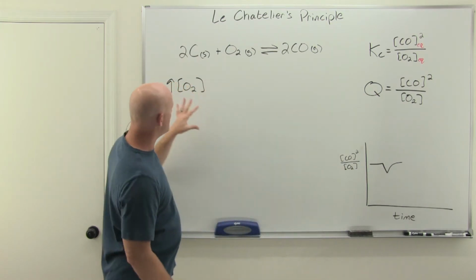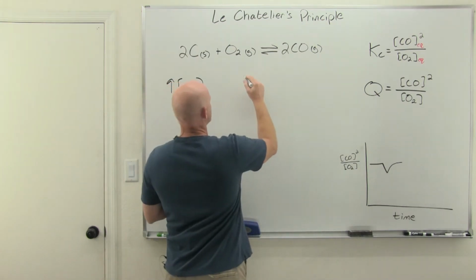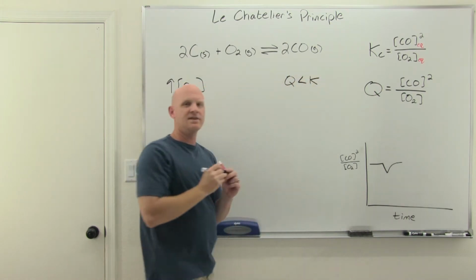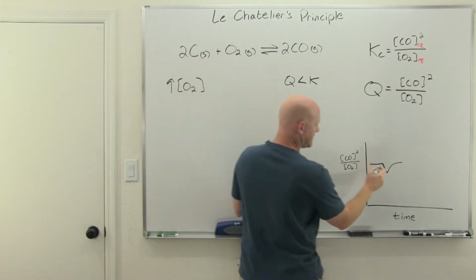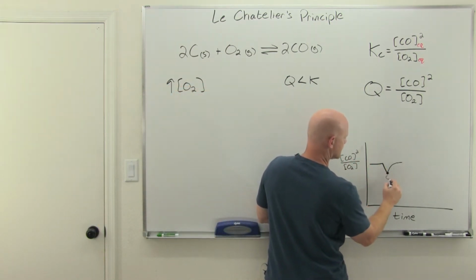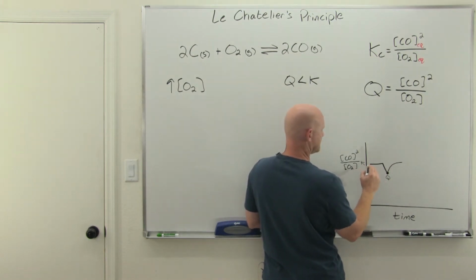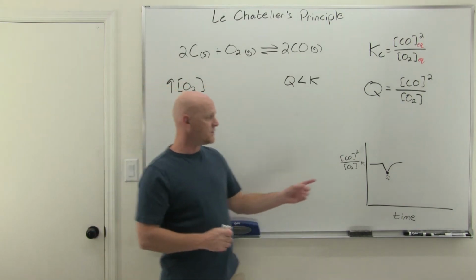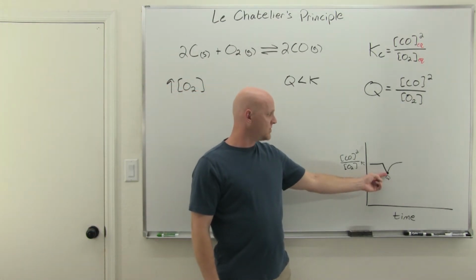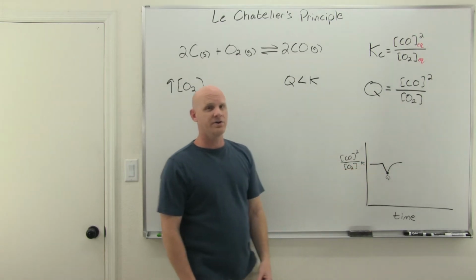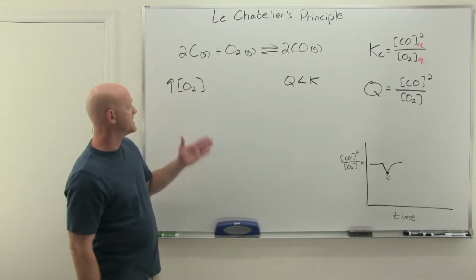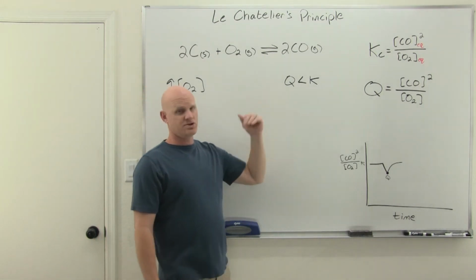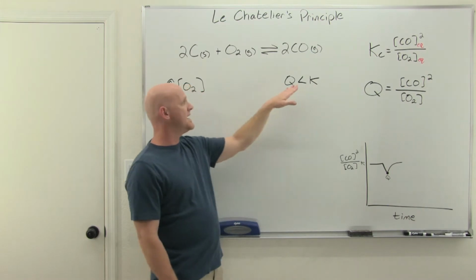So the moment we added the O2, we could say that Q was less than K. Our ratio right here, at the moment we added the O2, we could talk about Q there, whereas obviously if you've reached equilibrium, that's your value of K right along the horizontal line there. And so the instant we added the O2, we can see, yeah, it went down. And so Q was less than the K value that we have for this reaction. So by adding O2, Q is less than K. Oftentimes we define things in terms of, is Q bigger than K? Is Q smaller than K? And that's why we're emphasizing this.